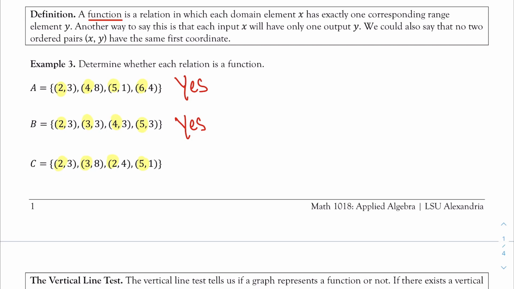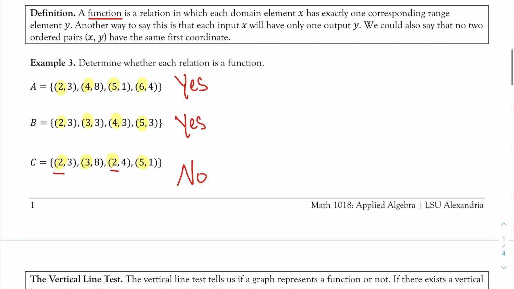Now for relation C, I have 2, 3, 2, and 5. The first thing I'm noticing is I have a 2 here and a 2 in my third ordered pair. This tells me that my x values are not unique, hence I am not a function for relation C. Thus, we are done with example 3 now. So if I give you a set of ordered pairs, you can tell me quite quickly if it's a function or not.